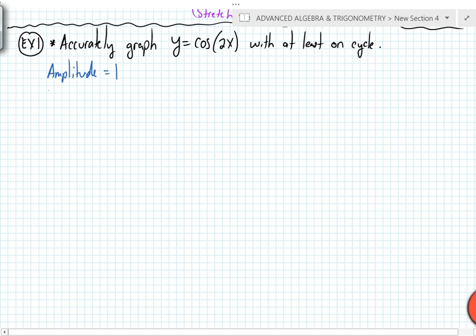Now the period will be affected in this one. Generally what teachers will tell you to do is they say, well, you take the period, which is normally 2 pi, and you divide by the coefficient that is on the x term. Because the coefficient is 2, we know that the period is actually equal to pi. So what's happening is this thing is being horizontally compressed. You can think of it as a spring, and we're crunching the thing down.